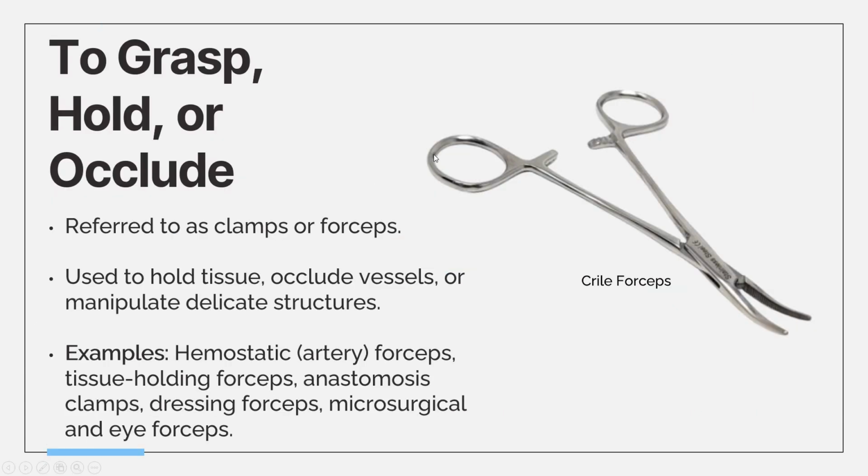And now we have instruments that grasp, hold, or occlude. So forceps and clamps are used to hold tissues, organs, or blood vessels in place, or occlude them to prevent bleeding. So occlude basically means to block or close off a passage, opening, or vessel within the body. Typically, these instruments are used to prevent patients from bleeding out. And an example we have here is a cryo forceps.